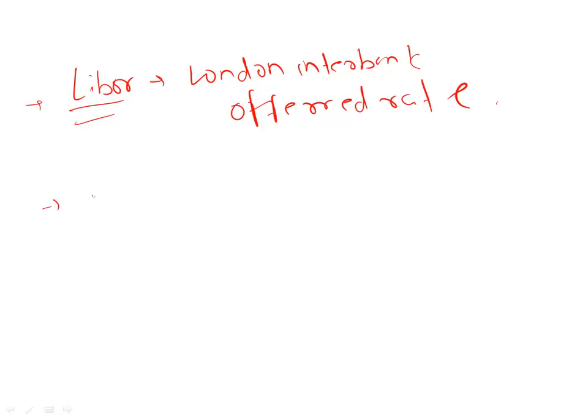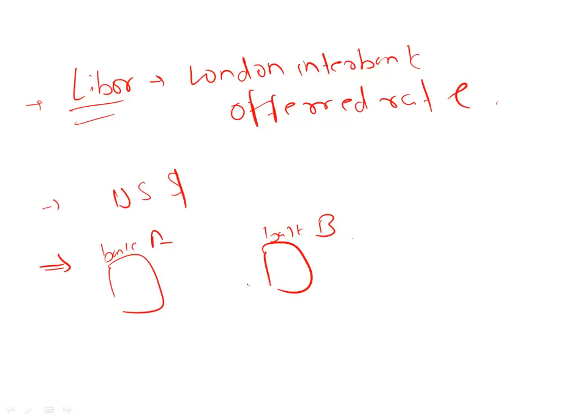This is a rate on which currency? US dollar. And this is a rate at which? It's a reference rate. It's a rate at which one bank, Bank A, might give a very short-term loan to Bank B, and these transactions are happening outside the US. So Libor is a short-term rate at which one bank might give a loan of a short-term maturity to the other bank.